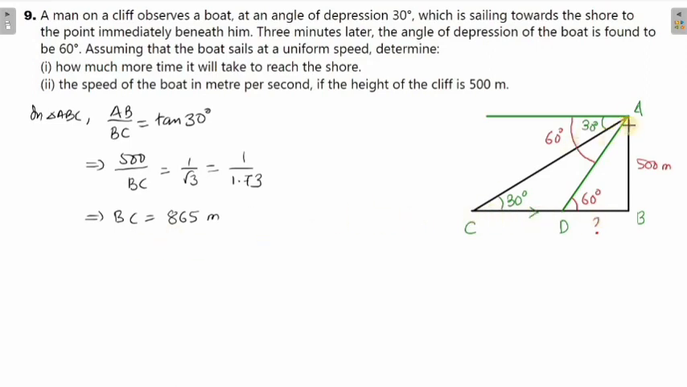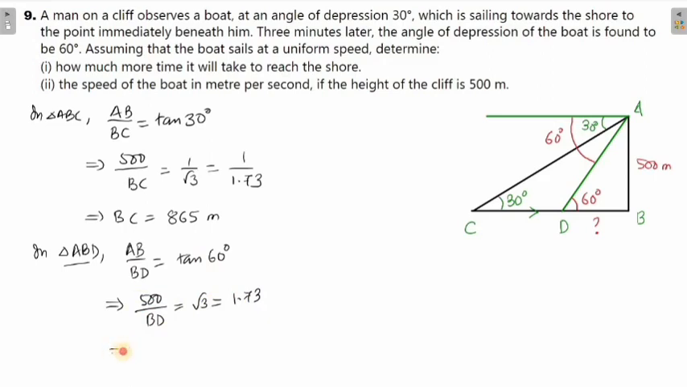Now we have got a smaller triangle again. So in triangle ABD, we'll make use of the same concept, that is AB by BD, which will be nothing but tan 60 degrees. Now AB, all of you know, is 500, by BD, which is not known, and tan 60 degrees is root 3, which is 1.73.